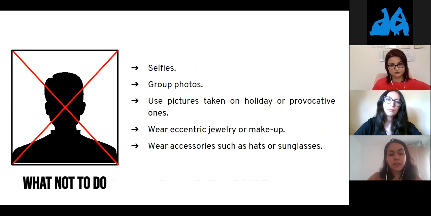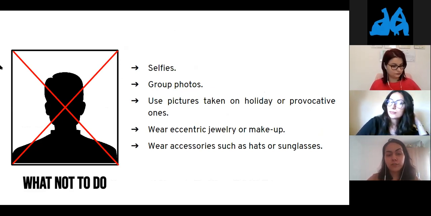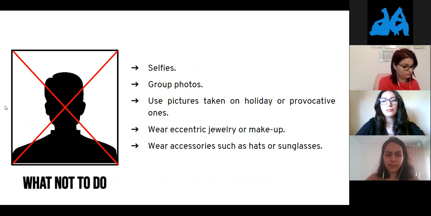The non-academic magazines also cover aspects that you shouldn't do. You shouldn't include selfies or group photos. You should avoid using pictures that were taken on holidays or provocative pictures. And you should definitely avoid wearing eccentric jewelry or accessories such as hats or sunglasses.